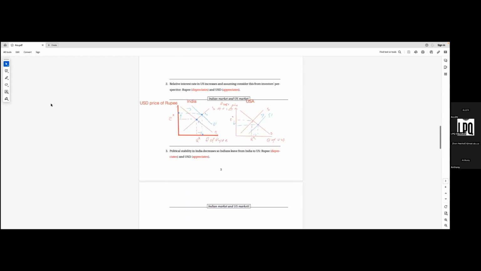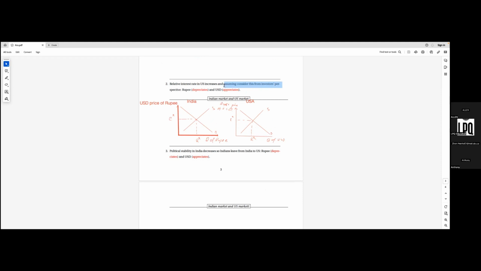Okay, the second question. I'm still using my basic framework here. The second thing that happened here is that the relative interest rate in the USA increases. And I have a very, very important assumption here.